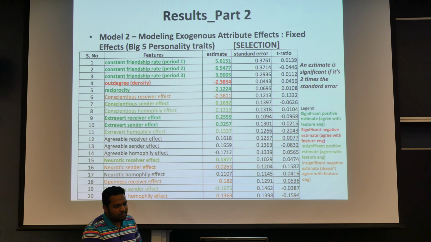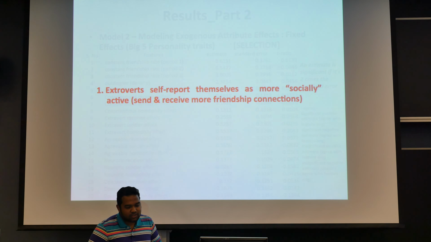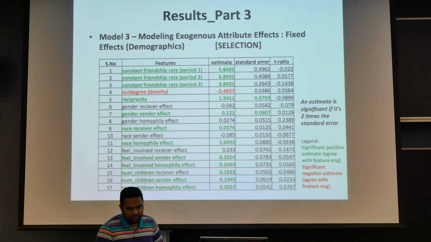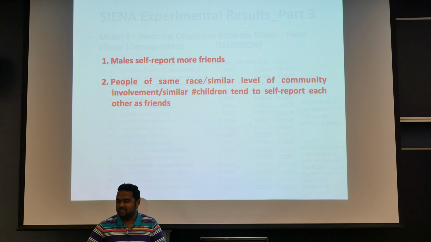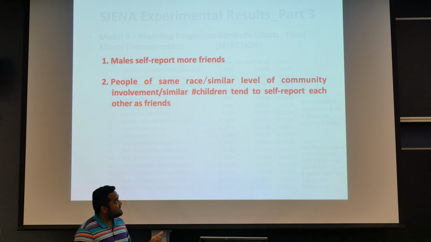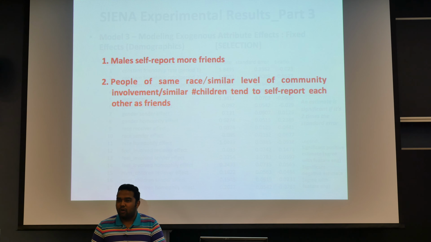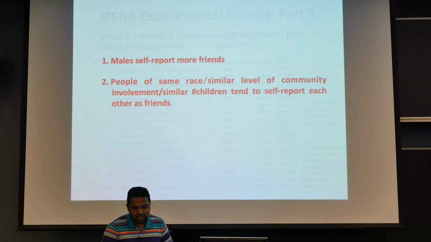For the big 5 personality traits that we model, we find that extroverts self-report themselves as more socially active, which is kind of intuitive. So they send and receive more friendship connections. Thirdly, we look at the demographics, and we find that males self-report more friends in the community than females. And also we find that people of the same race, people who have the same levels of involvement in the community, and people who have a similar number of children tend to self-report each other as friends.